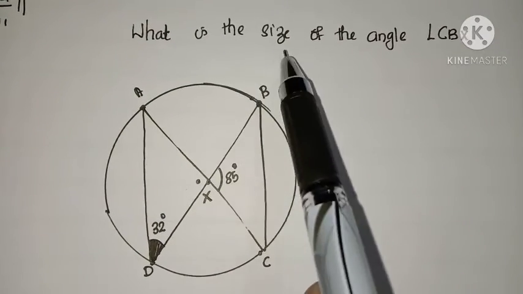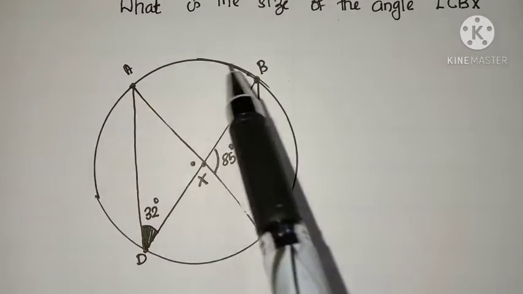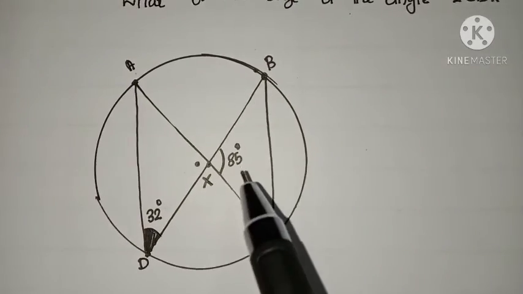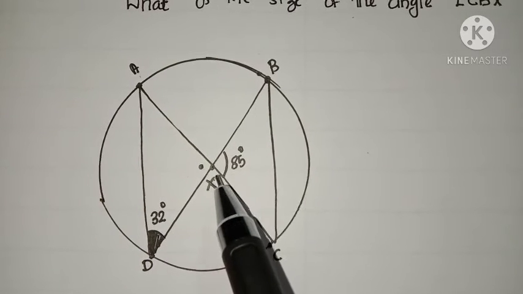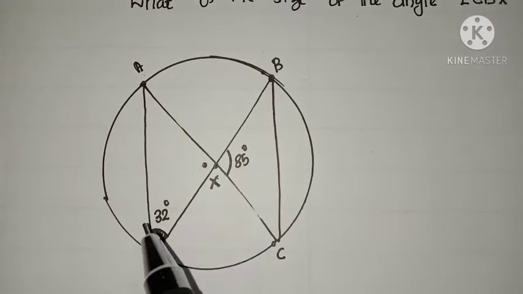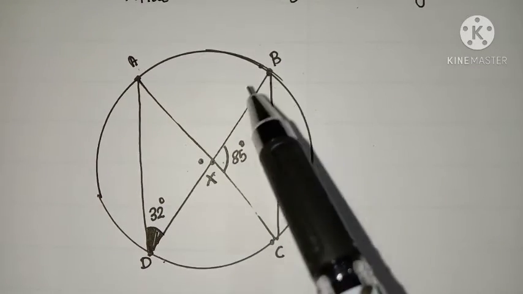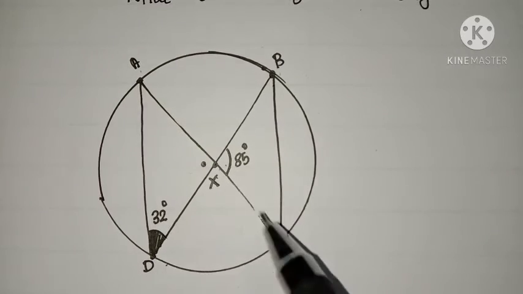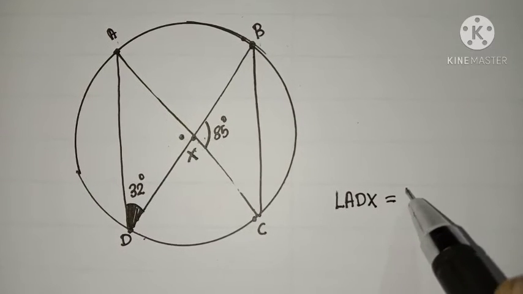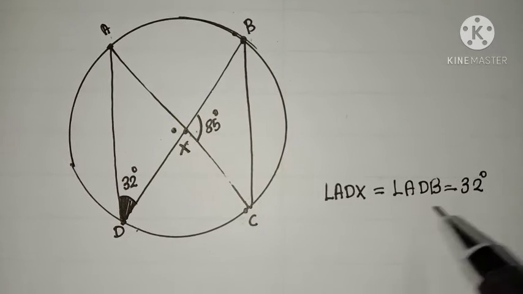Second question. What is the size of the angle CBX? Listen. In the figure, it is given that A, B, C, D are 4 points on this circle. See, X is a point inside the circle. It is not the center. This is the center. And two angles, angle ADX or angle ADB and angle BXC, are given. Angle ADX, ADX is same as ADB, is equal to 32 degrees.